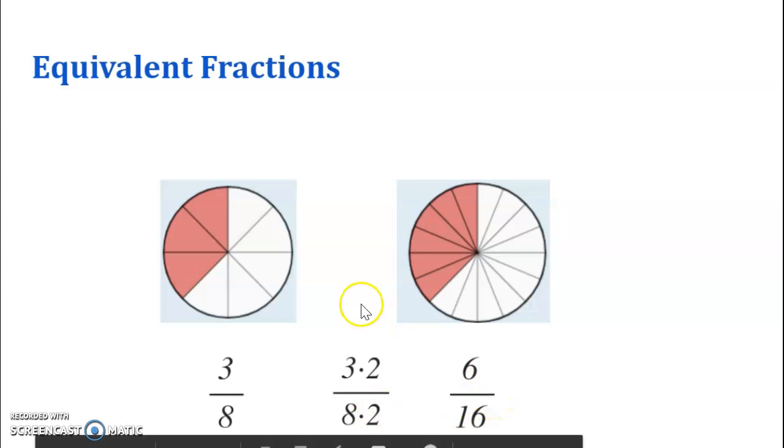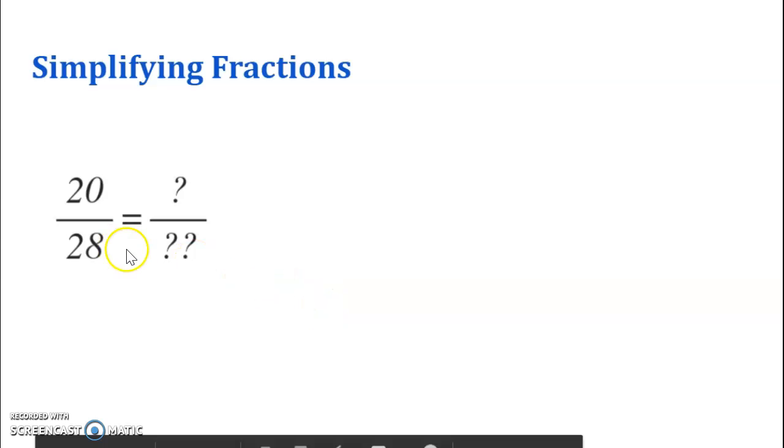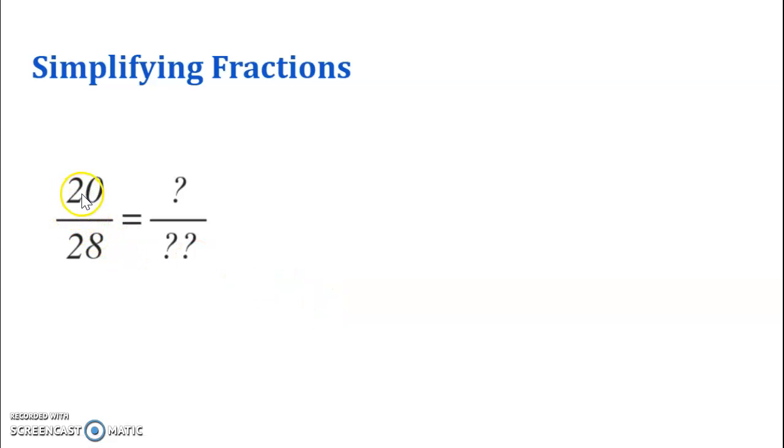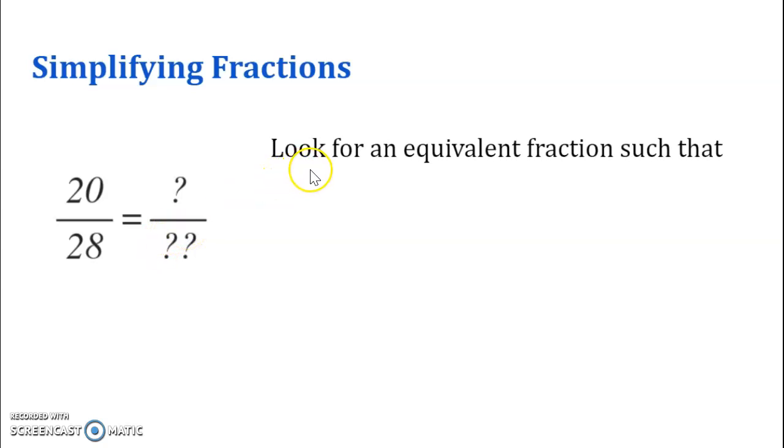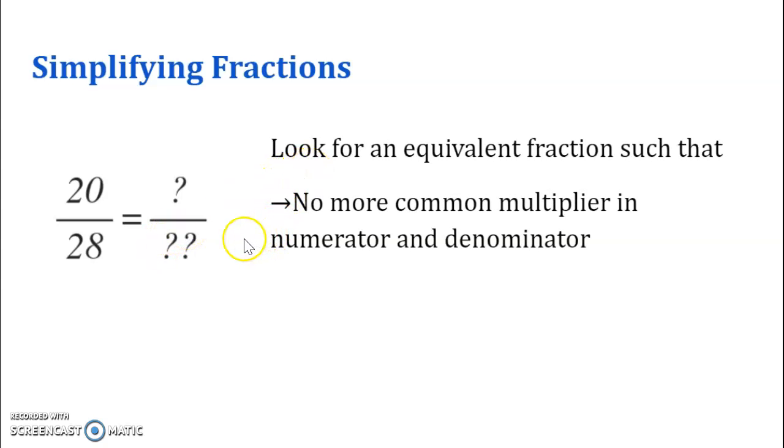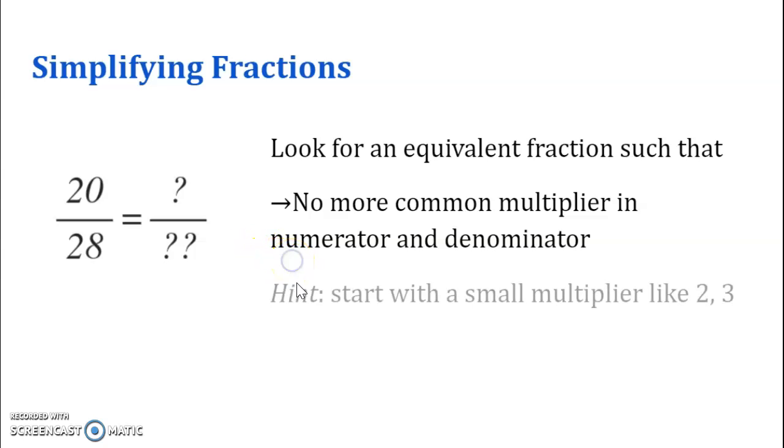Okay? So now we're going to try to go backwards. Now we're going to try simplifying. If you have 20/28, what is the simplified version of this fraction? That means we want the 20 and the 28 both to be smaller if possible. Okay, how do we do that? Well, you need to look for an equivalent fraction such that there are no more common multipliers in the numerator and denominator. So the hint is to start with a small multiplier like 2 or 3.